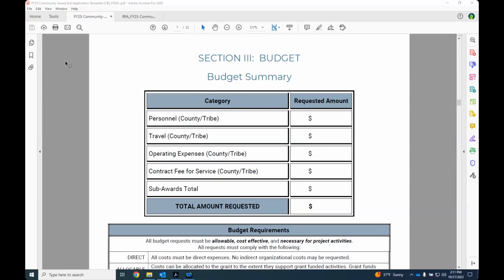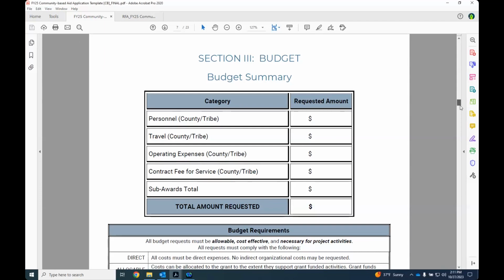The purpose of this training video is to go over section 3 of the application, the budget section. The first page is pretty unchanged. It is a budget summary. You just need to fill out each total amount requested for personnel, travel, operating expense, contract fee for service for county and tribe, and then the total of the subawards.